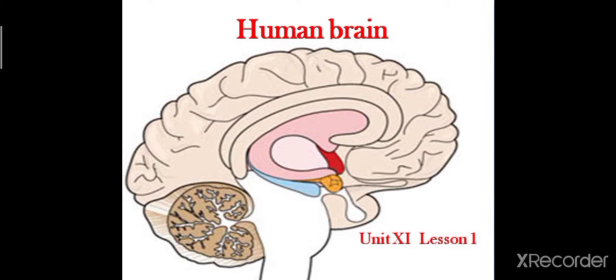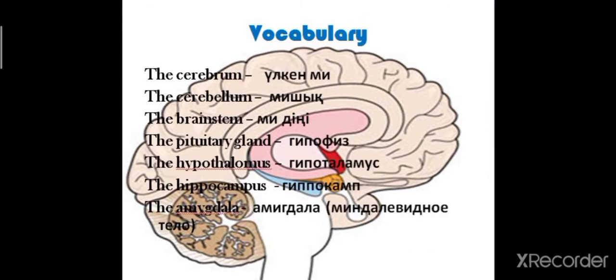Today we have a new unit, a new lesson. Our lesson is called Human Brain. The aims of our lesson are to introduce students to the human brain and the functions of the brain. First of all, students, let's get introduced to the new words, the new vocabulary of our theme.